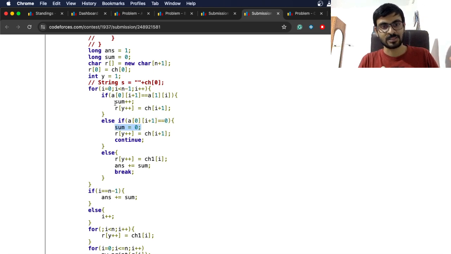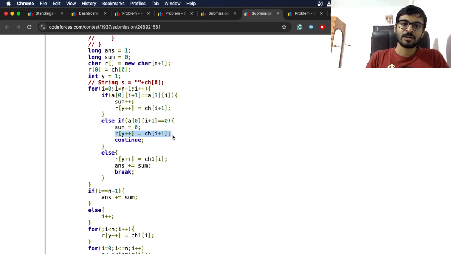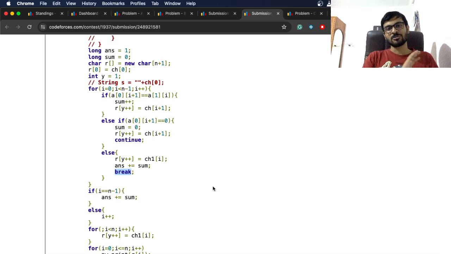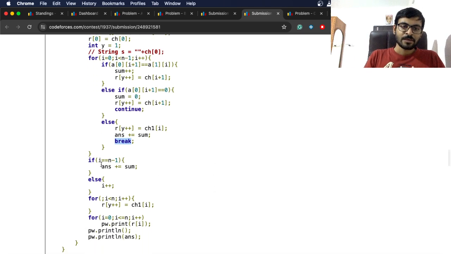Sum becomes 0. In the sum, I was recording how many circles I'm getting, how many equals I'm getting. But now sum becomes 0 automatically. And then we record that right character. Else we record the bottom character and we add this sum to the answer. We have these possibilities. Now as I'm adding to the answer, I'll break because I have come to the bottom row. From the bottom row, there is no such decision to be made.